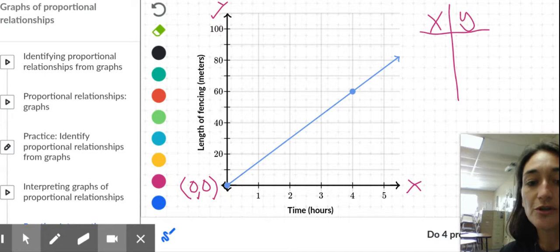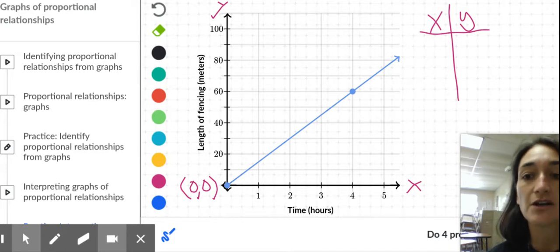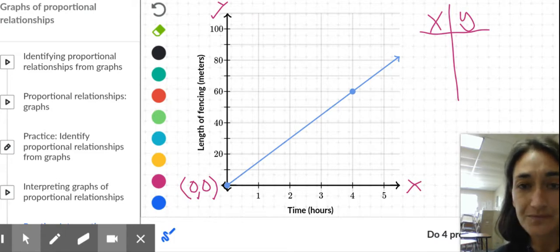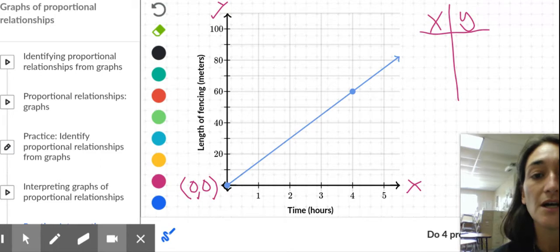Okay, so it's important to know that you always do rise over run, so X and then Y. So I've created a data table off to the side there that has a column for X and a column for Y.